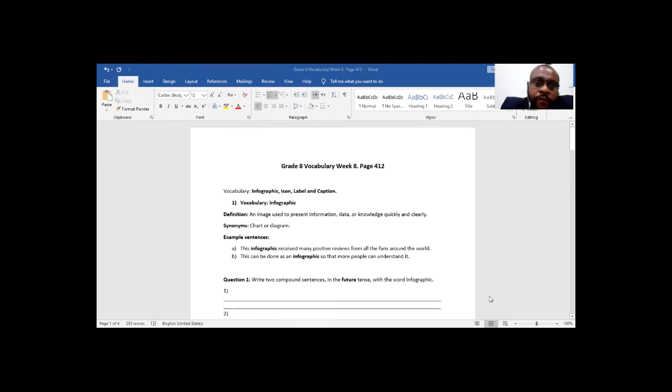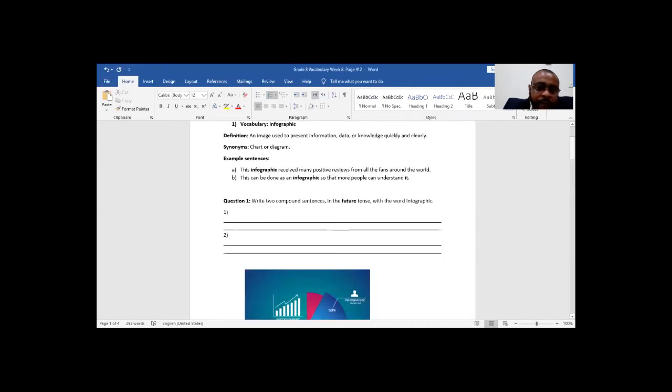But for now, I want us to focus on this week's vocabulary. There are 4 words that we'll be focused on: infographic, icon, label, and caption. Let's look at the first word, infographic. Infographic means an image that is used to present information, data, or knowledge quickly and clearly. When you think of an infographic, I want you to think of a chart, whether it's a pie chart or a diagram.